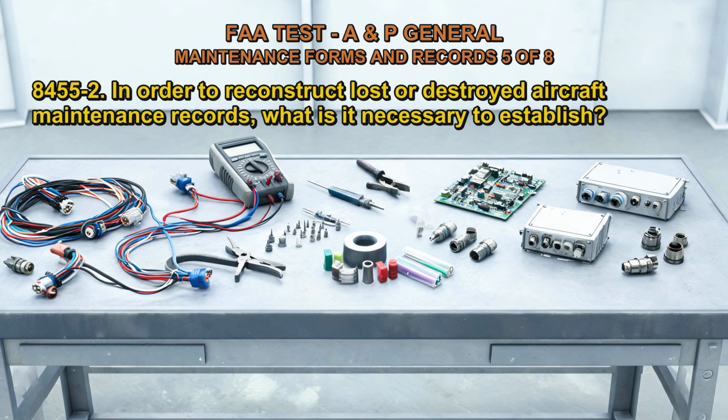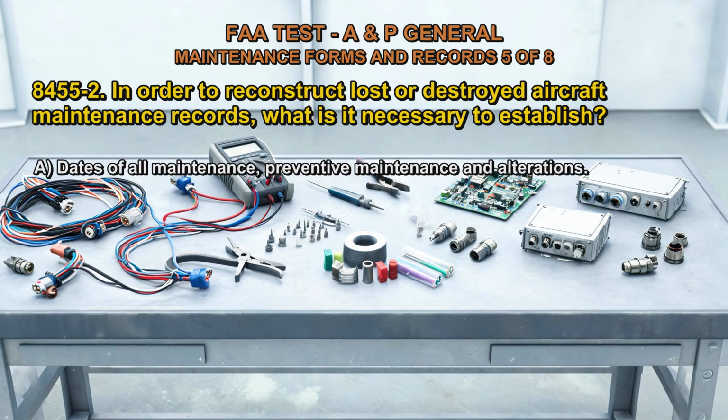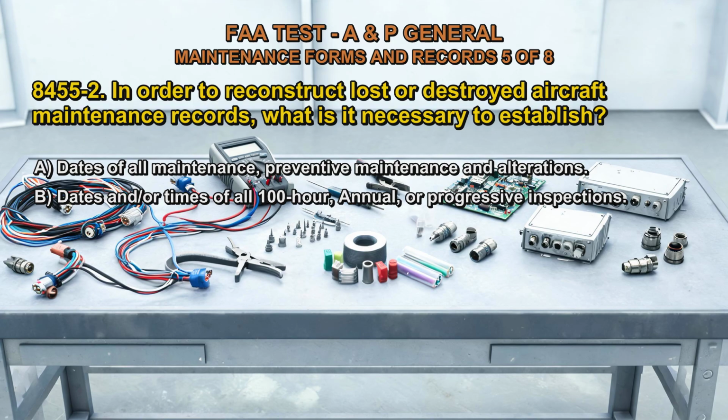8455-2. In order to reconstruct lost or destroyed aircraft maintenance records, what is it necessary to establish? A. Dates of all maintenance, preventive maintenance, and alterations. B. Dates and/or times of all 100-hour, annual, or progressive inspections. C. Total time in service of the airframe.